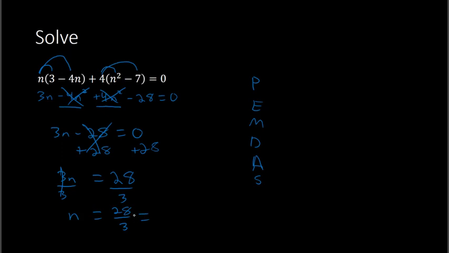And I can simplify this, or write this as a mixed number. When I divide, I have 9 and then a remainder of 1, so I can write that as 1 over 3. So my final answer is n equals 9 1/3.